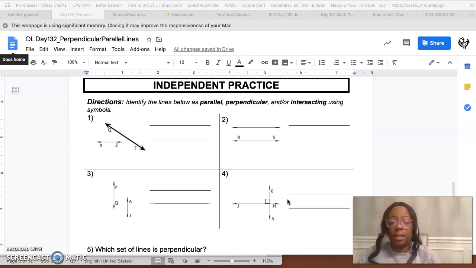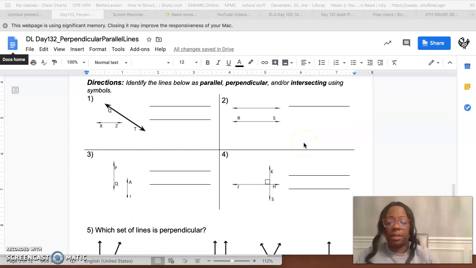Our next section is the independent practice. Today's lesson was pretty short. Make sure that you're showing grit and working hard by going back to review the examples, to review this video, so you can know exactly what a parallel line is, a perpendicular line is, and what intersecting lines are. I do want to point out that the directions for our independent practice says that you're going to identify the lines below as parallel, perpendicular, or intersecting. I definitely believe that you can do it.